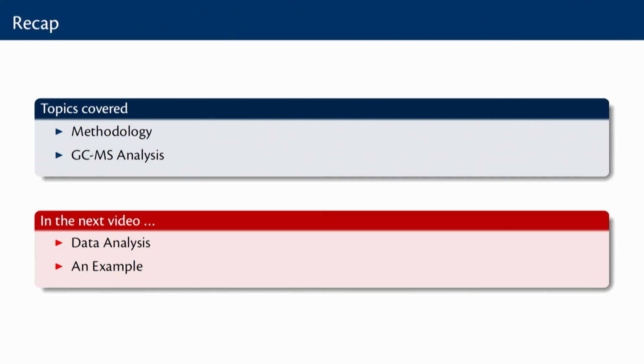In this lecture we looked at the methodology to understand how to carry out C13 metabolic flux analysis, and also got an idea of how the data from the GCMS analytical technique looks and how the labeled amino acids will show up on a GCMS chromatogram. In the next video we will look at how to use this data to perform metabolic flux analysis, and also discuss a small example where 13C metabolic flux analysis has been carried out.